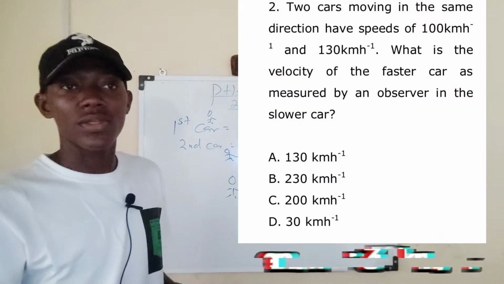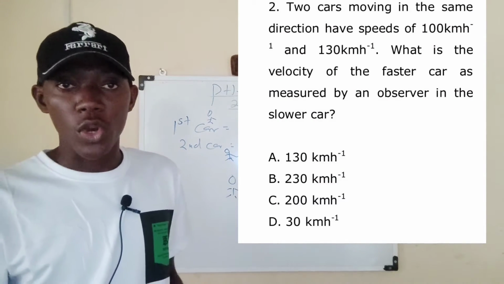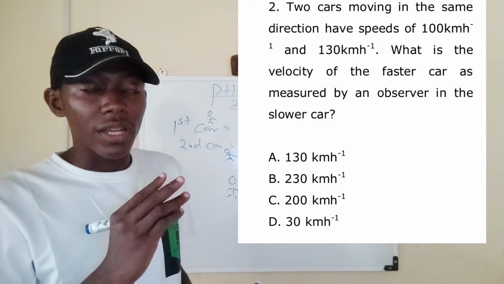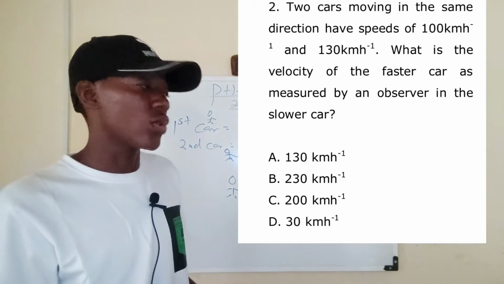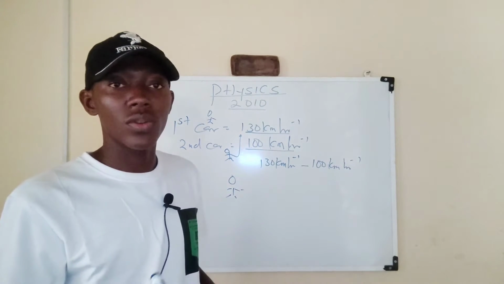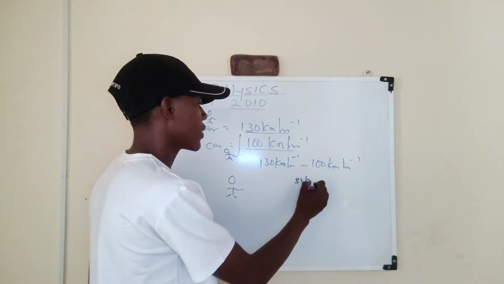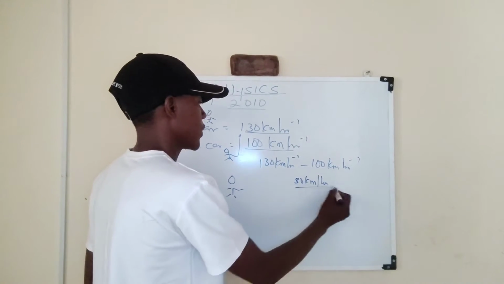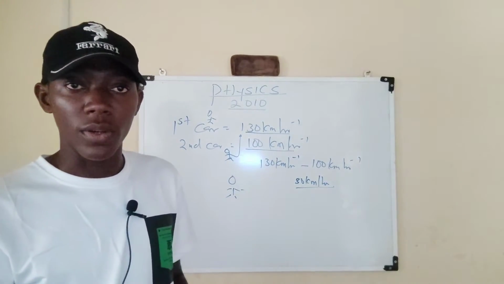So whenever I see questions like this, they are actually questions on relative motion. All we need to do is check the difference between the speeds. When we subtract them, we're going to get the answer. So 130 kilometers per hour minus 100 kilometers per hour gives us exactly 30 kilometers per hour. So this guy sees this car pass him at 30 kilometers per hour.